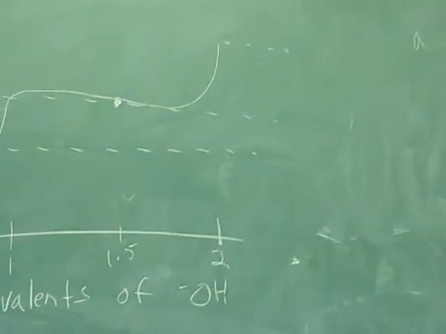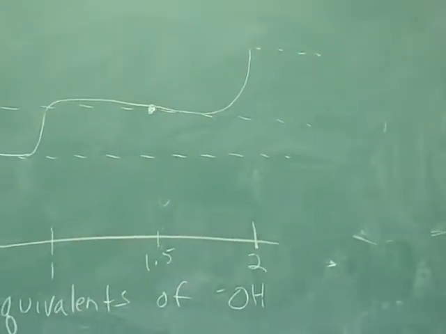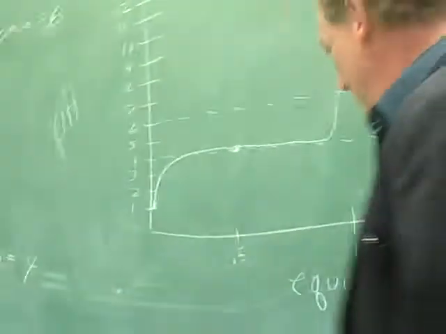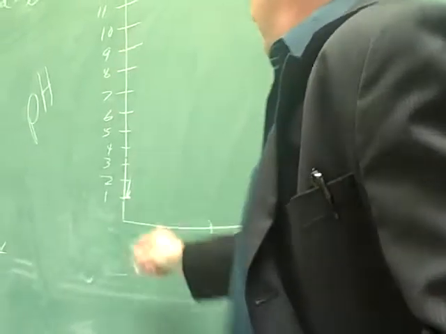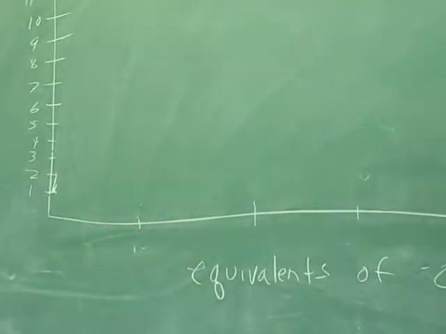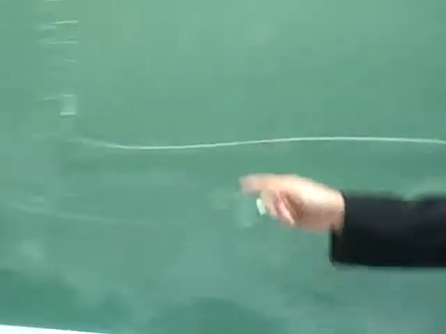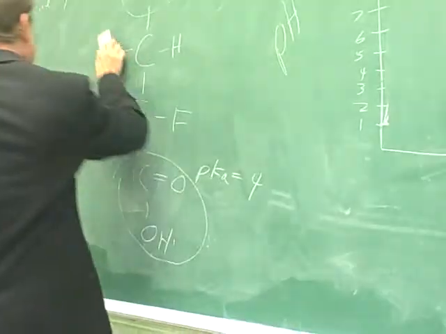Oh, okay. Wait, you just did it so fast. Can you go over it? Sure, let me start over. When I first start drawing this, I don't know how many equivalents of OH I'm going to go to. I have to know the number of ionizable groups.